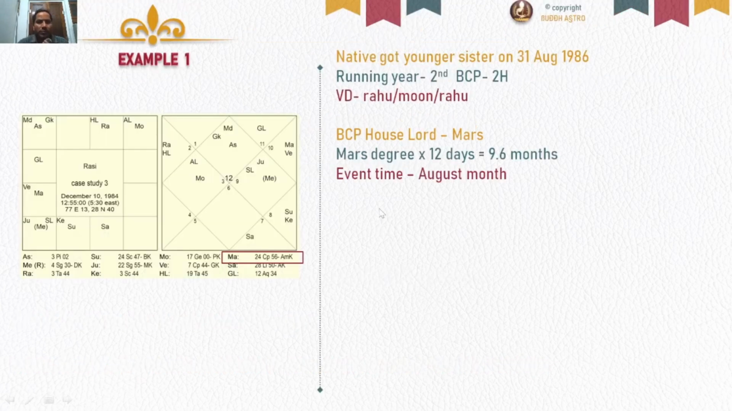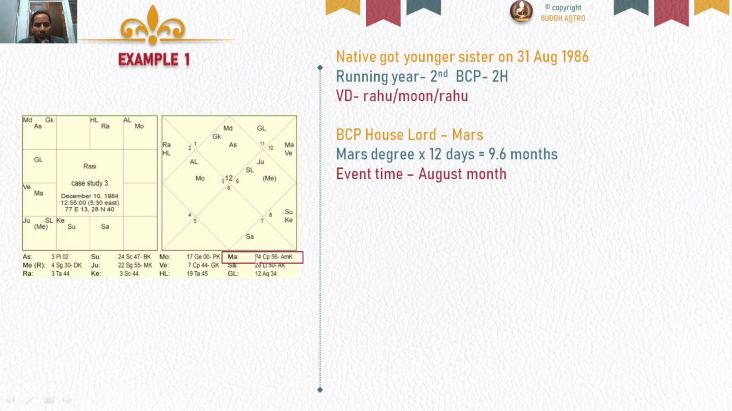Let's see examples. Example number one: this native got a younger sibling on 31st August 1986. The BCP house was the second house. See, this was the second house. The second house lord is Mars, so we will see the degree of Mars. Mars is conjunct with Venus, so we will see the degree of Venus also.